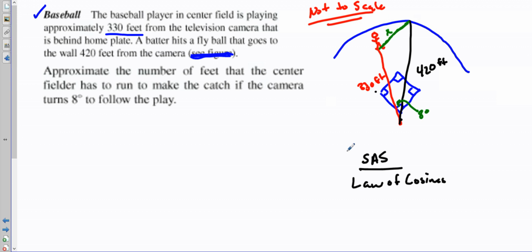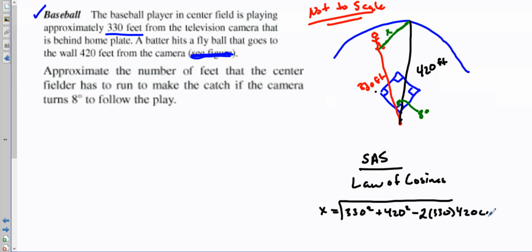Since we're trying to find the side opposite the angle given, we're going to say that x equals the square root, and if you know the law of cosines, it should be 330 squared plus 420 squared, minus 2 times 330 times 420 times the cosine of 8 degrees.